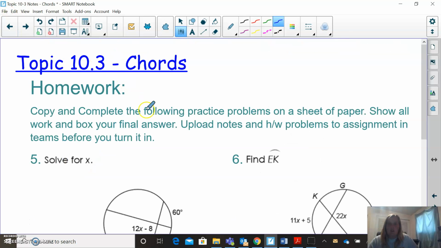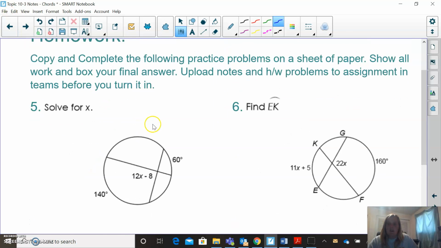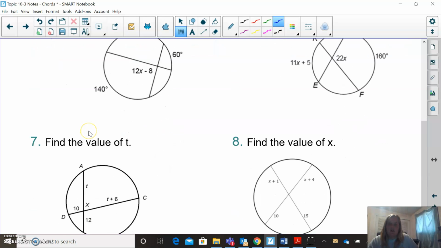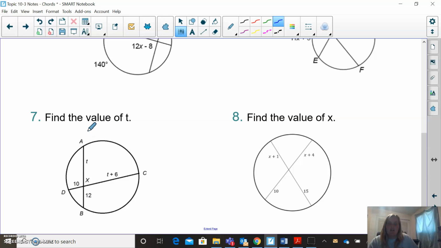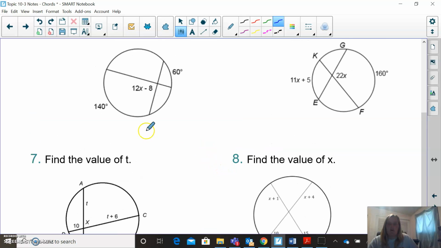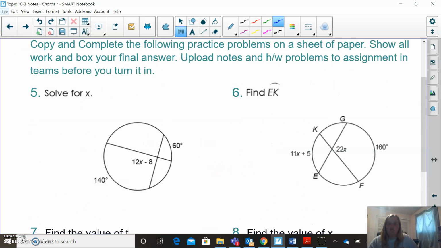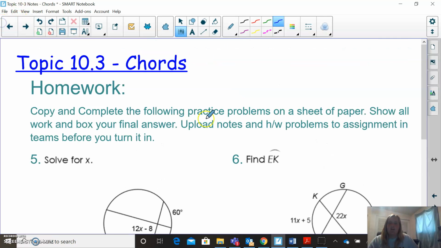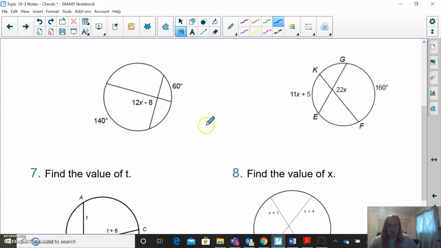So let me see. 5 and 6, 7 and 8. These you're going to use that chord theorem we just talked about. You're going to multiply the parts together, okay? And that's it. So you've got 8 practice problems in total. So make sure you upload those onto Teams and complete them.